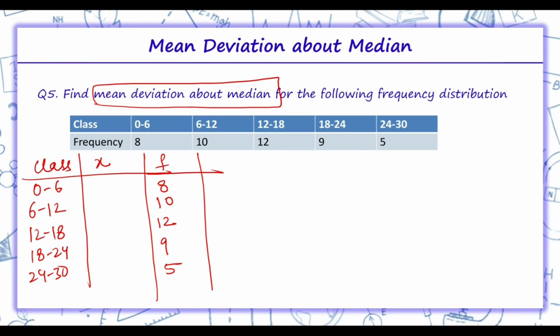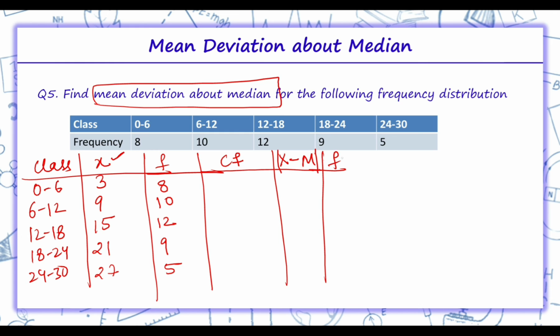As I said before, class mark is (upper limit plus lower limit) upon 2. 0 plus 6 by 2 is 3, 6 plus 12 by 2 is 9, then it will come out to be 15, then 21 and then 27. This is how we calculated x. Now since we have to calculate median, we'll first find cumulative frequency, and then x minus median, and then mod f into mod of x minus median.